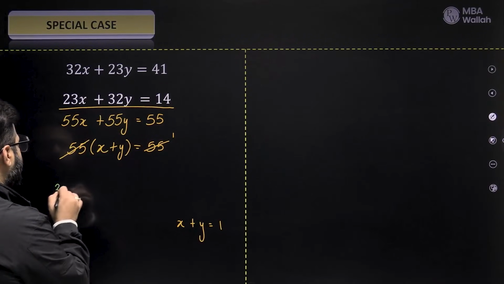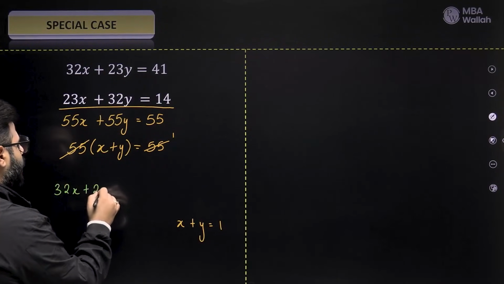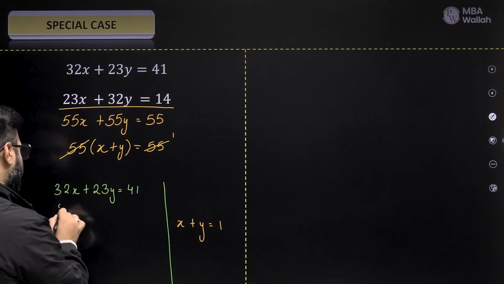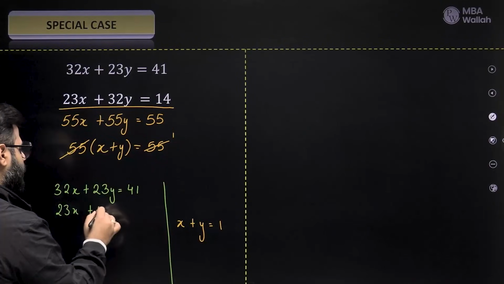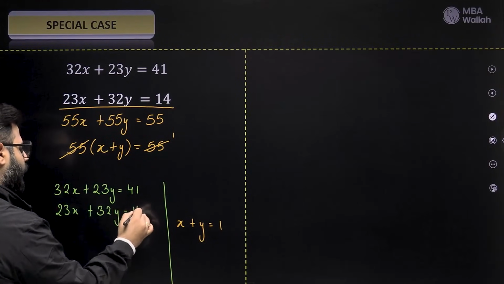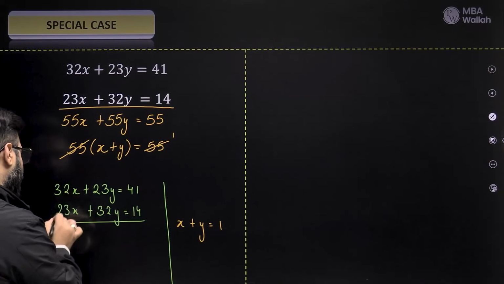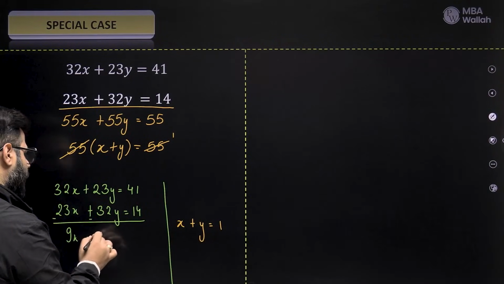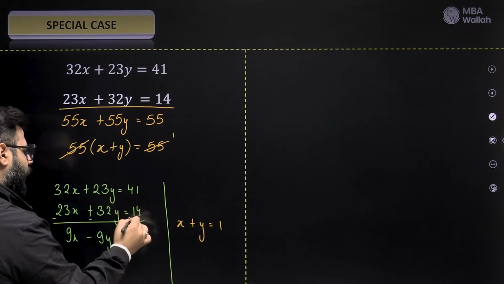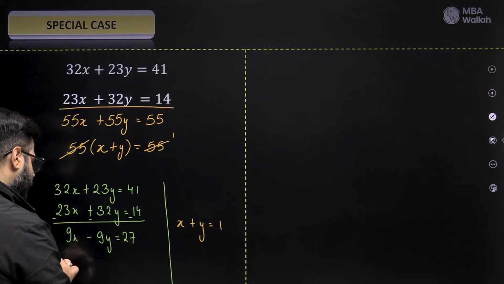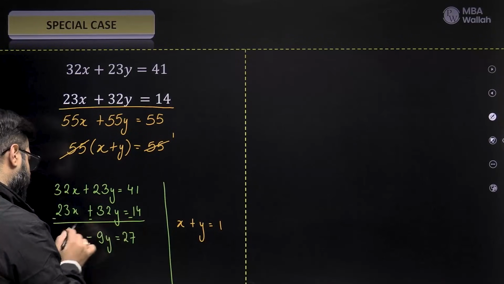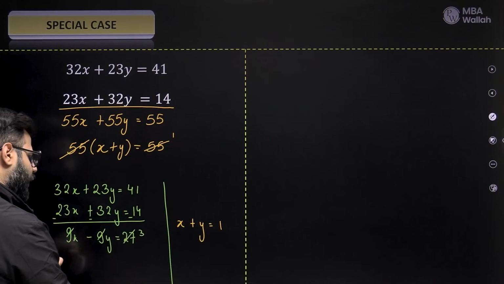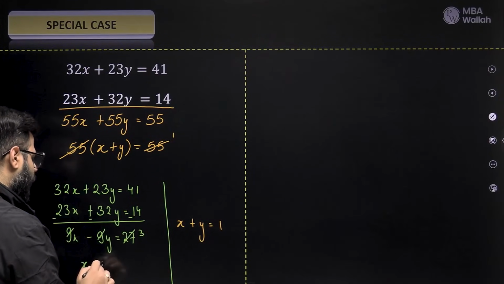So, we have 32x plus 23y equals 41, right? Next, you have 23x plus 32y equals 14. What if I subtract them? 32 minus 23, that's 9x. 23 minus 32, that's minus 9y. 41 minus 14, that's 27. 9 comes common, or now you can straight away cancel. 9 1s are 9, 9 1s are 9, 9 3s are 27. So we divided each and every term by 9. Fine, no problem. Be smart now, be a little faster.